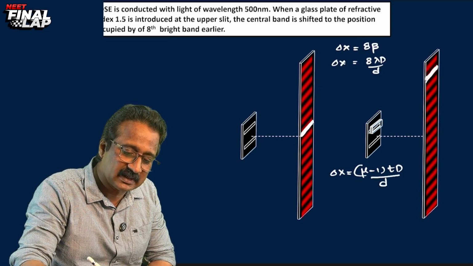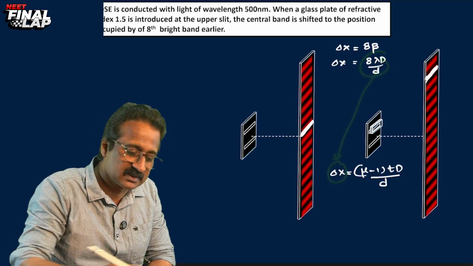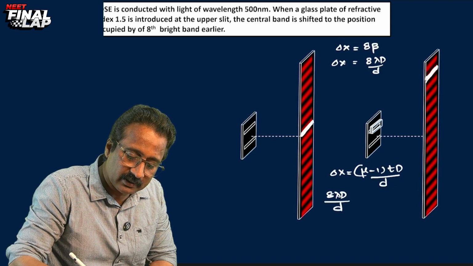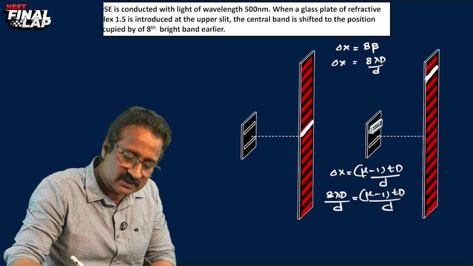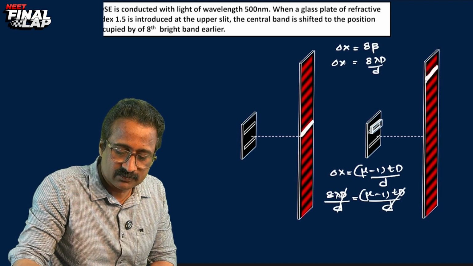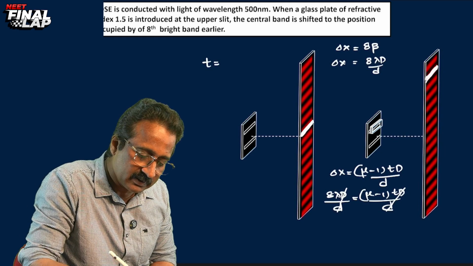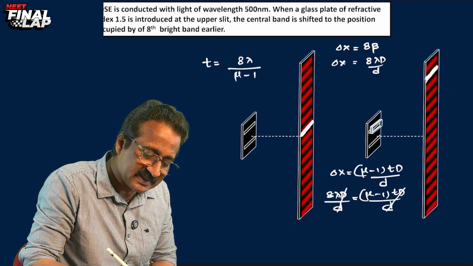Now they say that that shift is 8 lambda d by d because it is 8 beta. So I'm just substituting that value. So let me say 8 lambda d divided by small d is equal to (mu minus 1) t d divided by small d. Okay, let me simplify this. I can cancel d and d. Solving this, I get some equation for thickness here. So thickness t, while rearranging this, I'll get it as 8 lambda divided by (mu minus 1) in this experiment.